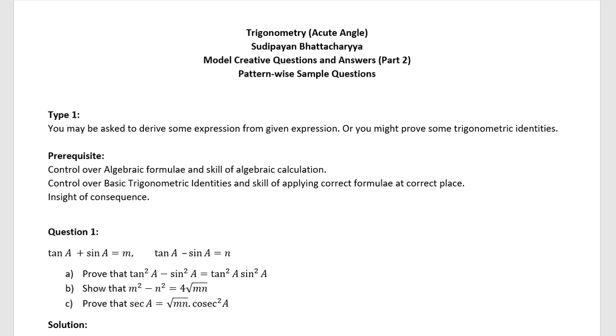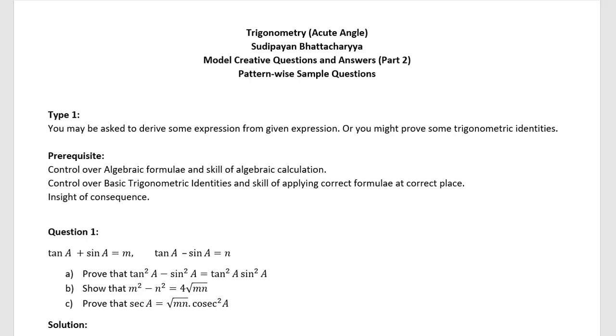For these types of questions you must need some prerequisites. You have to be skilled in some special techniques, like having control over algebraic formulas and skill in algebraic calculation. If you cannot do algebraic calculation, or if you cannot remember algebraic formulas, then it will be very hard for you to solve this kind of question.